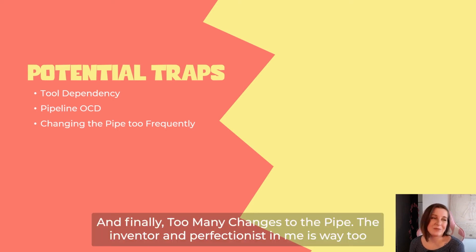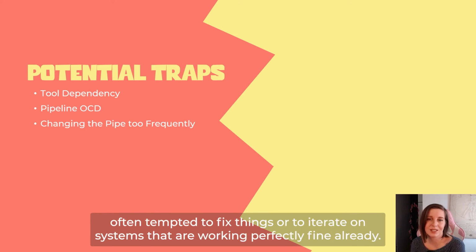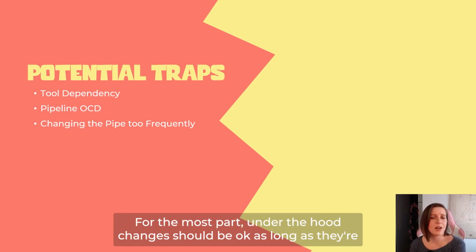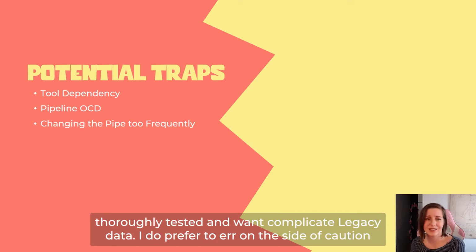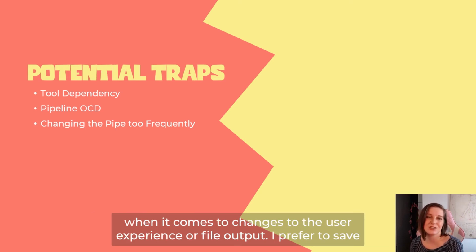And finally, too many changes to the pipe. The inventor and perfectionist in me is way too often tempted to fix things or to iterate on systems that are working perfectly fine already. For the most part, under the hood changes should be okay as long as they're thoroughly tested and won't complicate legacy data.